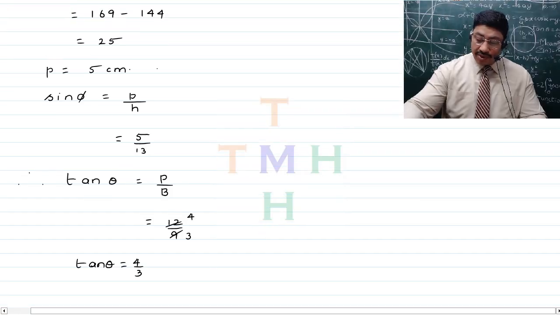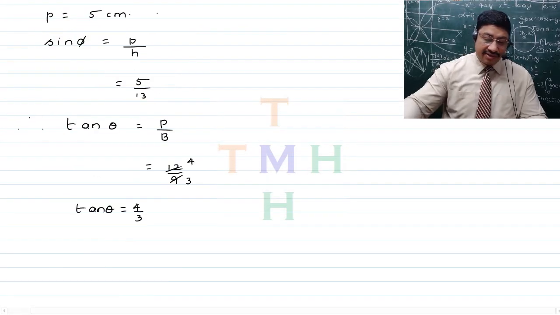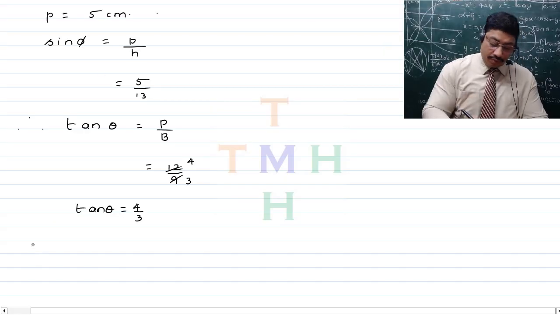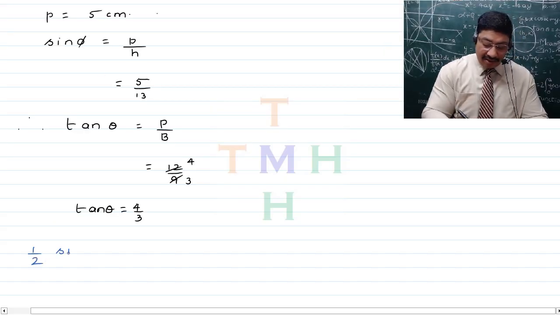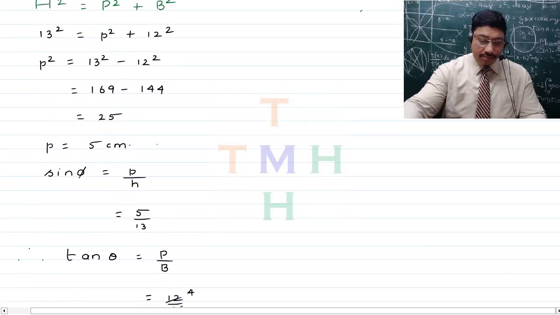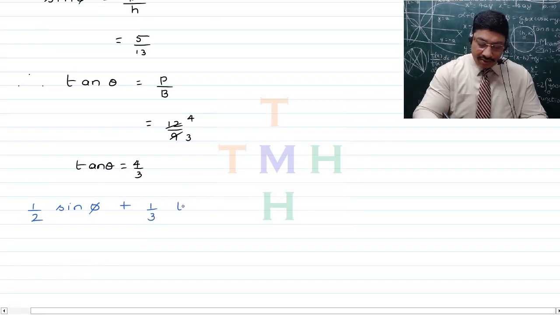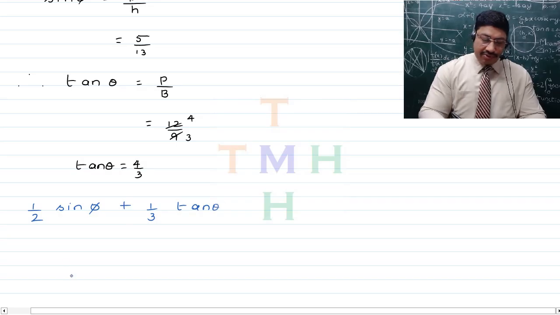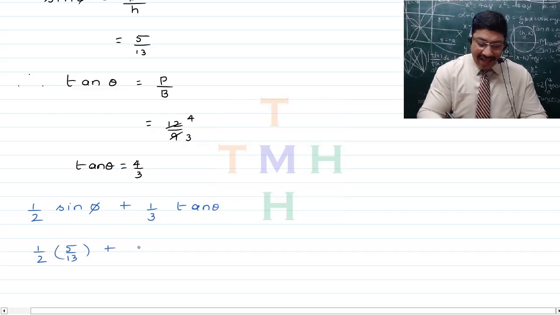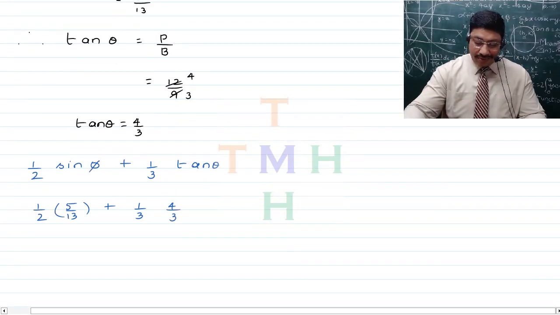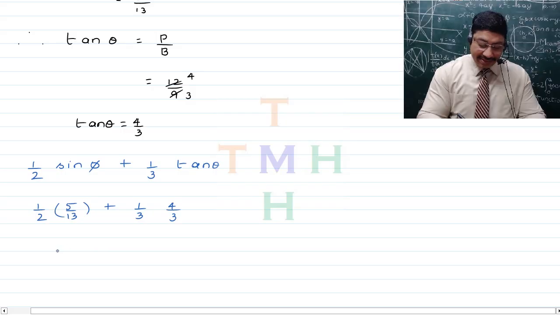Now remember, children, we require to find out the value of the expression half sine phi. So now we will talk about half sine phi, to which is to be added 1/3 of tan theta. Now in this we will substitute the values, as we have sine phi, which is equal to 5 upon 13, so we write it out here, and to that we add 1 upon 3 times of tan theta that we've just found out to be 4 upon 3. Now we calculate, there is nothing which gets cancelled, right?